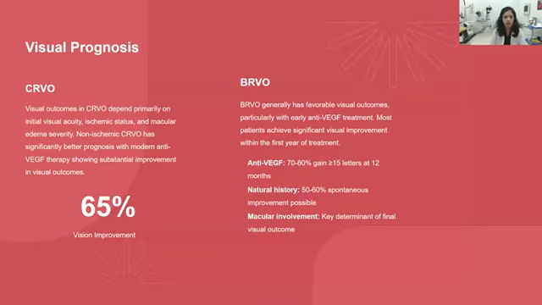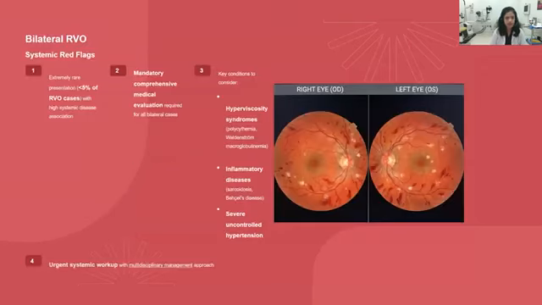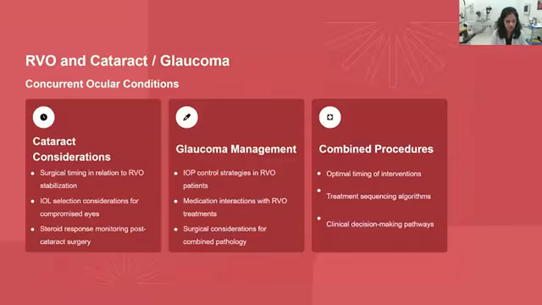So we already spoke about bilateral RVO, so I'm skipping this slide and moving on to the next slide. When you have RVO and cataract with glaucoma, we have to always time the surgery properly, IOL selection, considerations for compromised eyes, and steroid response monitoring post-cataract surgery. And in glaucoma management, IOP control, medication interactions with RVO treatments, and surgical considerations for combined pathology, and especially management of NVG as early as possible. And of course, combined procedures, we have to plan with optimal timing.